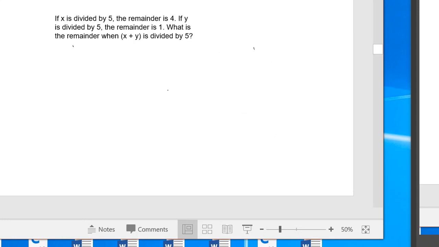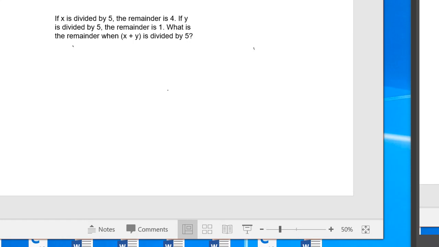Well, how would I do this? The first thing I would do is start by coming up with numbers for x and y. So if x is divided by 5, the remainder is 4. Give me a sample number of what this could be for x. If x is divided by 5, the remainder being 4, give me an example of what number x could be. 29. 29.